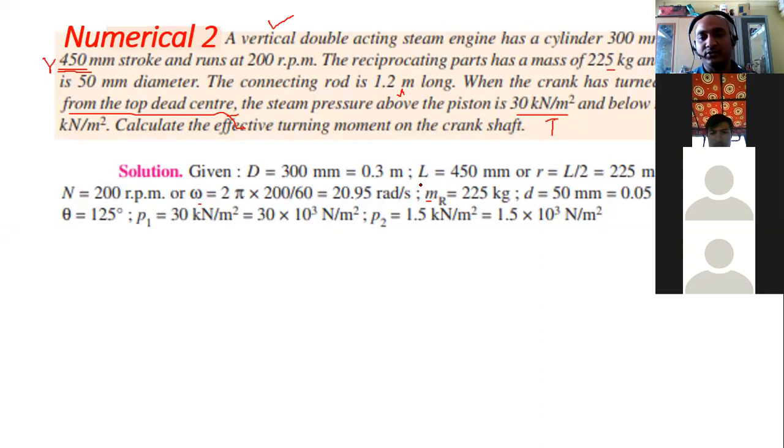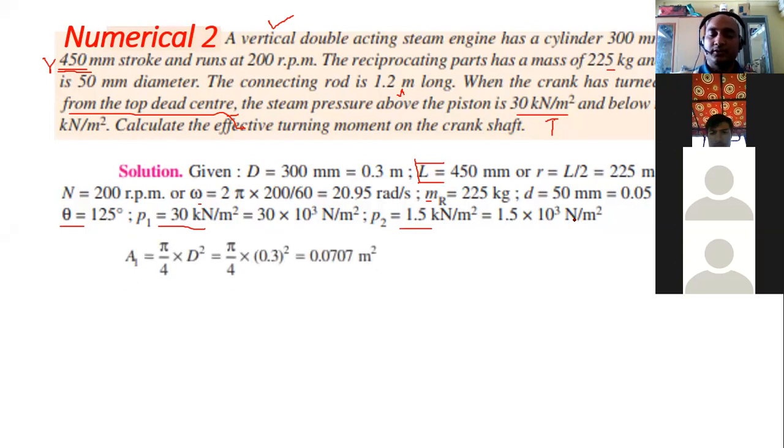This is nothing to do with the small l. So this L is only the stroke, and the small l is the length of the connecting rod. So theta is given, 125. See, P1 is given, P2 is given. So convert in terms of meter square, only multiply by 10 raised to 3. First of all, find out A1, because we need that to find out FL. Small a, and you can find out FL.